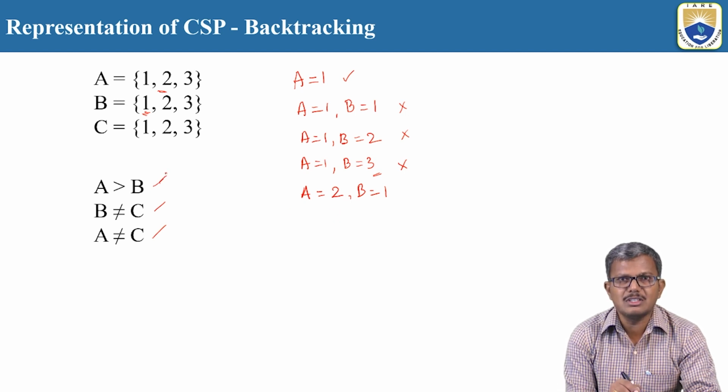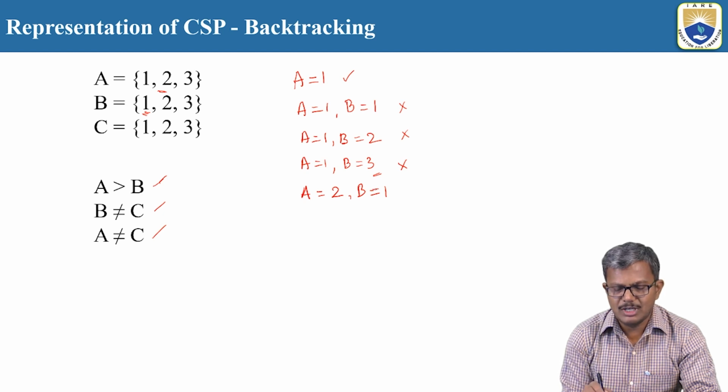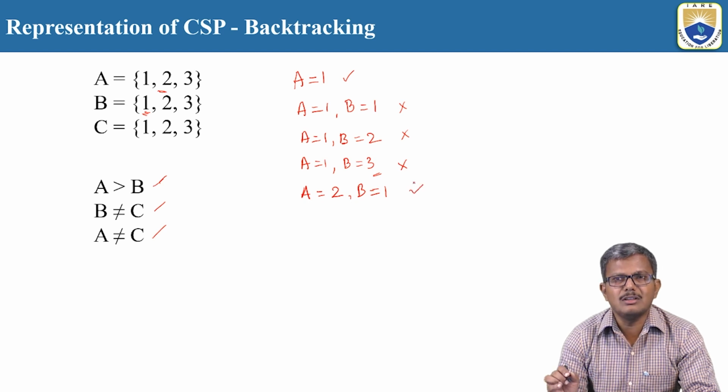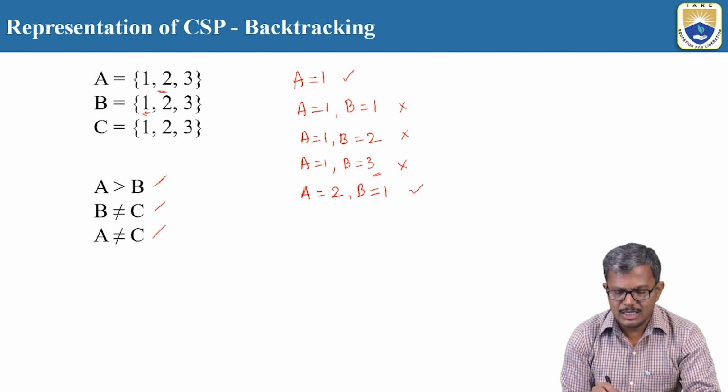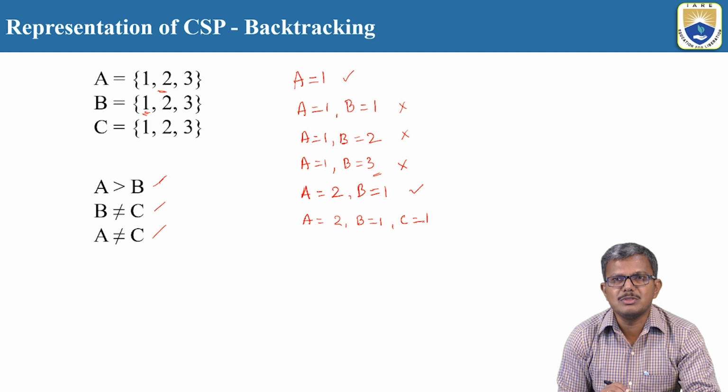Now you try to check whether this kind of assignment is possible or not. When you take the first condition, A greater than B, 2 is greater than 1, so the first condition is satisfied. Coming to the second one, B should not be equal to C. B is 1, but we haven't come across C till now, so we can ignore it. A should not be equal to C, this we can also ignore, so this is satisfied. At the same time, you can take one more possibility. I will take B equal to 1 and C equal to 1 also. We will see whether it is possible or not.